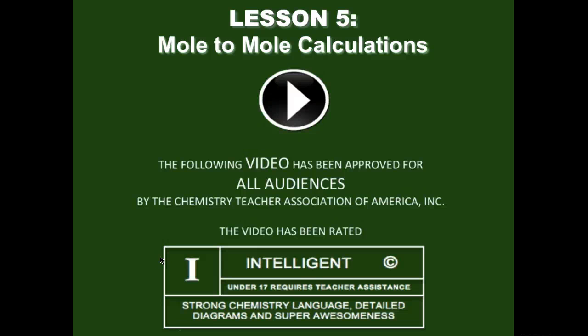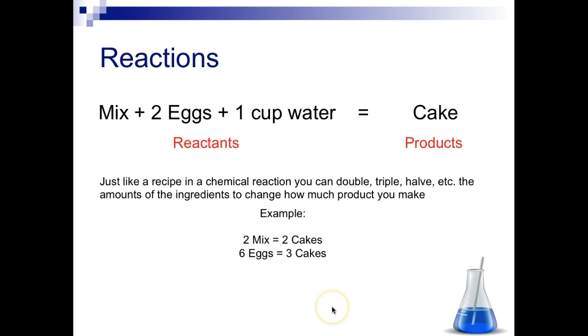Alright guys, let's talk about lesson 5, which is mole-to-mole calculations. When we think about reactions, I want you to think about them like a recipe. So let's look at this recipe, which some of you might be familiar with. A mix plus 2 eggs plus 1 cup of water will yield a cake. So the mix, the 2 eggs, and the cup of water are your reactants, and the cake is your product.